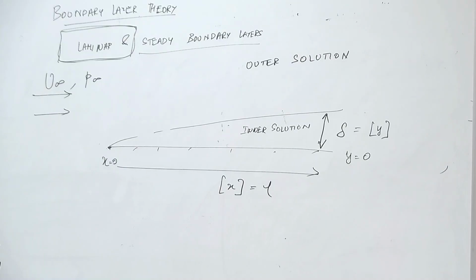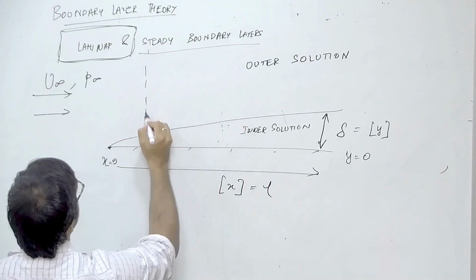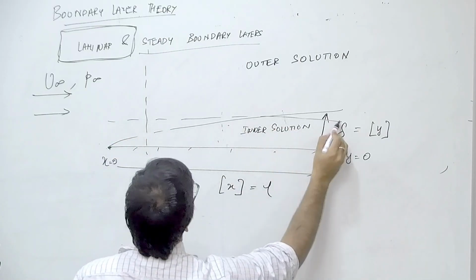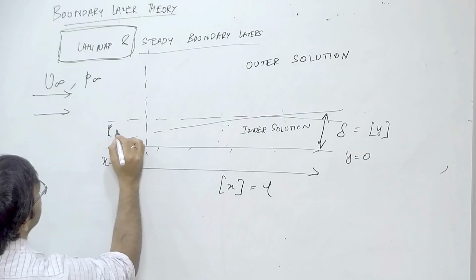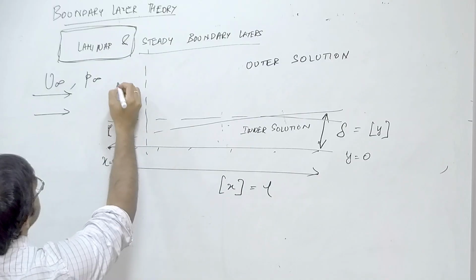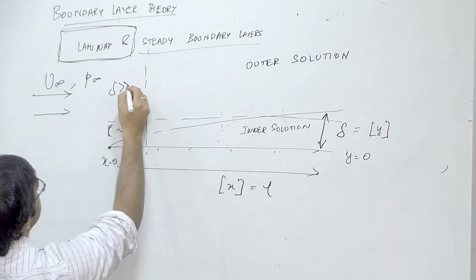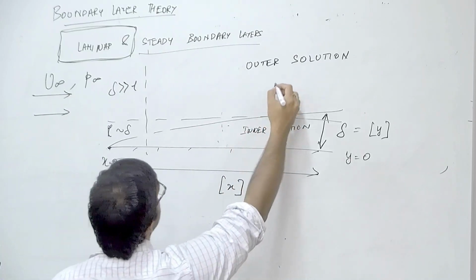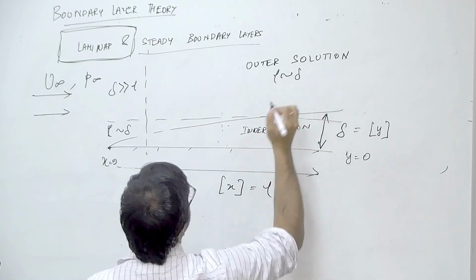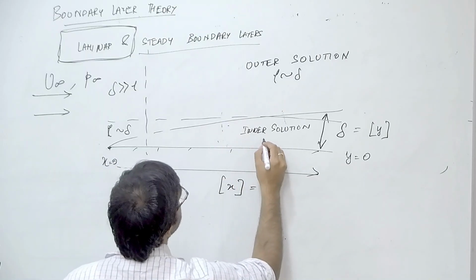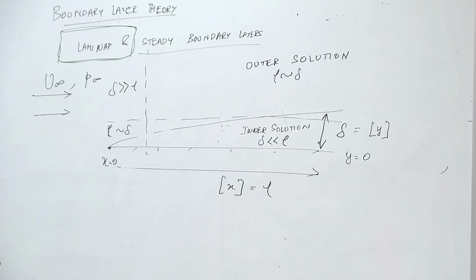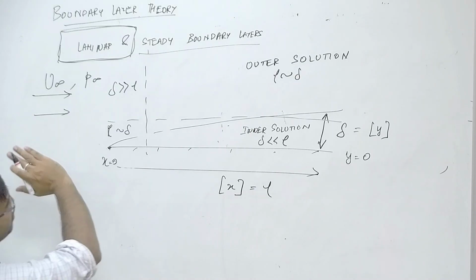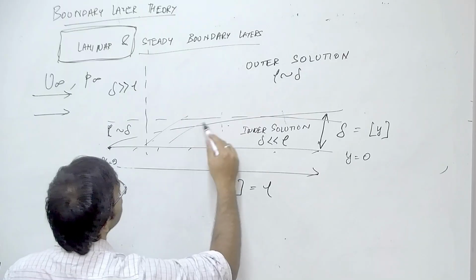We will divide our region into 4 smaller regions, where in this one L is similar to delta. In this one, delta is much larger than L. This region is again L similar to delta, and this region is where delta is much less than L. We will soon see that all of the boundary layer theory discussion applies to this region.